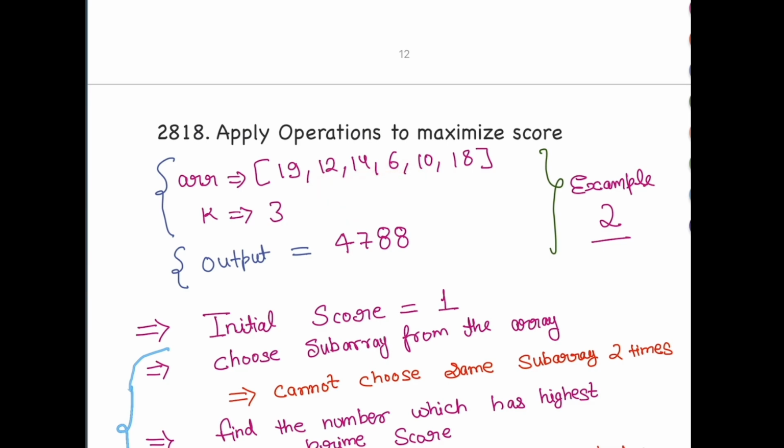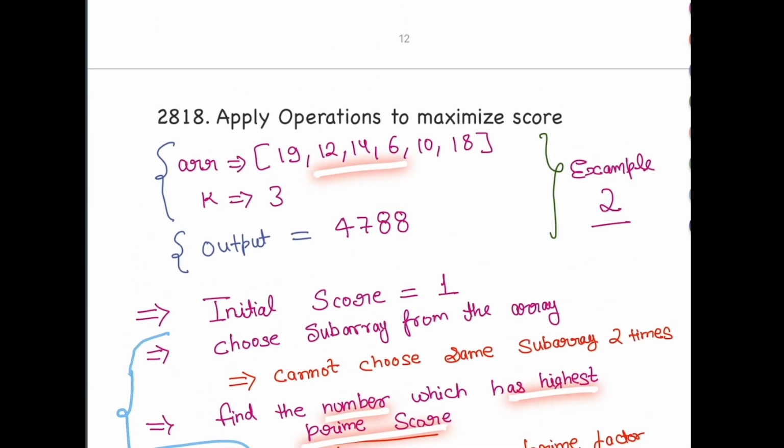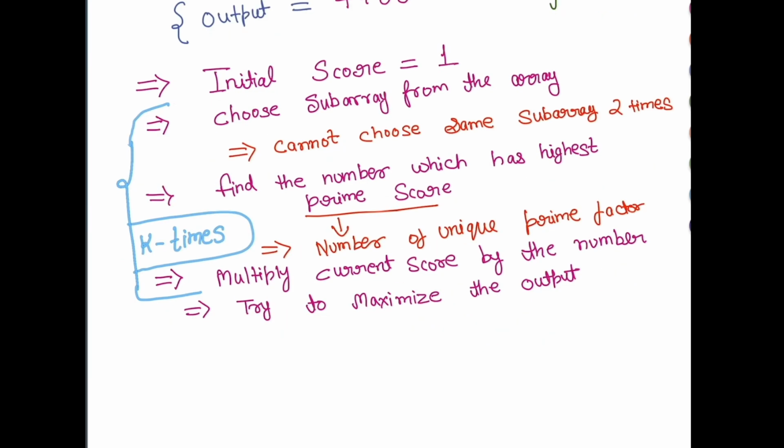Now, you will have to choose a number out of 12, 14, and 6. Since the question says to find the number which has the highest prime score, and we chose a subarray in which all of them have the same prime score, we will have to choose the number which has the least index, that is, the one on the left side. So in case we choose the subarray 12, 14, and 6, the number from this subarray is going to be 12. And what we need to do with this number is multiply our current score by it. Our current score was 1. We multiply 1 by 12, and now our score is 12, right?